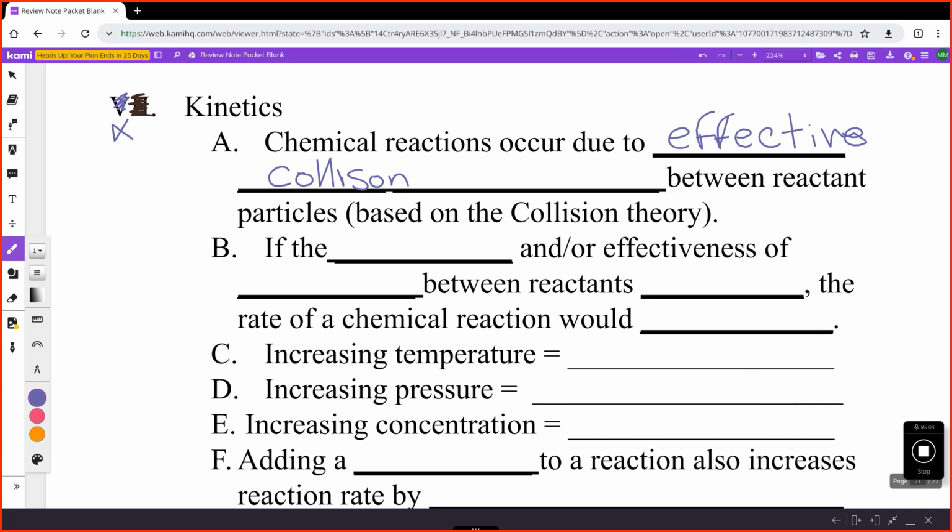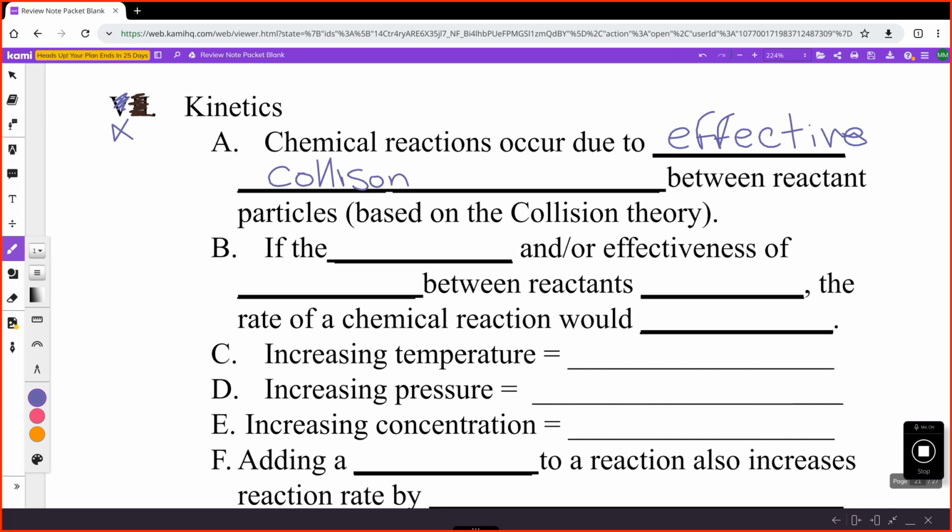but that's just not good enough. They have to collide with the proper amount of energy and the correct orientation of the molecules in space. So that's something also to be on the lookout for. An effective collision has to have the right energy and it has to have the right orientation. That is what collision theory is.